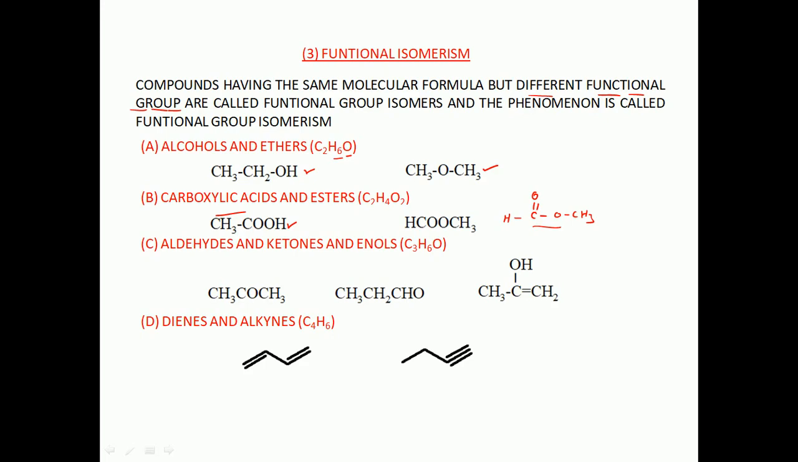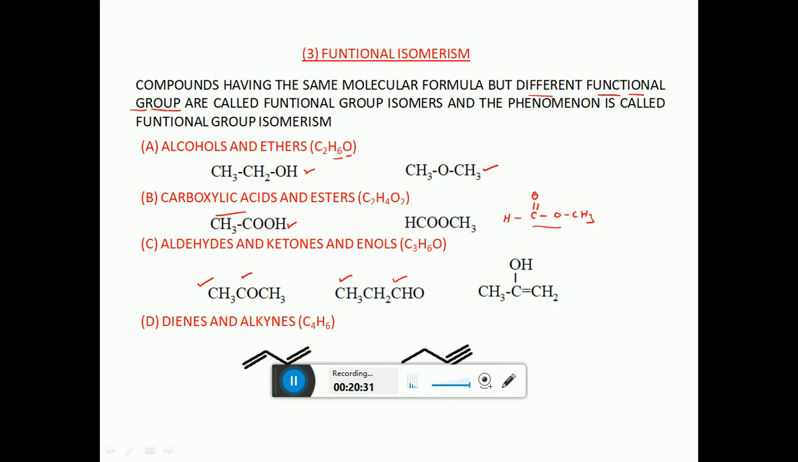6 hydrogens and 1 oxygen, we can write the molecular formula CH3COCH3. Name of the molecule is acetone. IUPAC name is propanone. With the same molecular formula I can also write an aldehyde, CH3CH2CHO. The difference is here the functional group is ketone, whereas here the functional group is aldehyde.